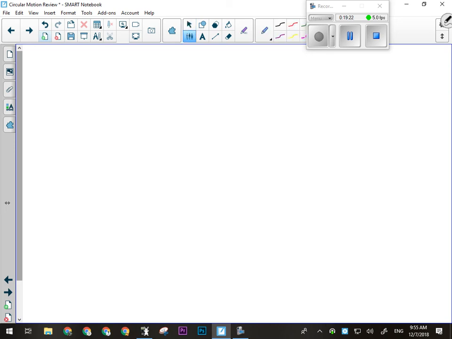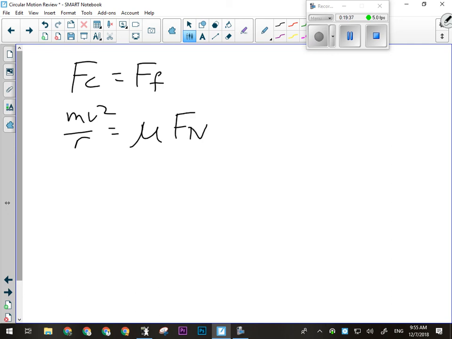It's no problem. Okay, so banked curves, unbanked curves. Just remember, for the unbanked curves, FC is going to equal the force of friction. So we're going to have mv squared over r equals mu times the normal force. But since the corner's not banked, it's level, normal force is equal to? Not friction, force of gravity, right? So you have mu mg here.